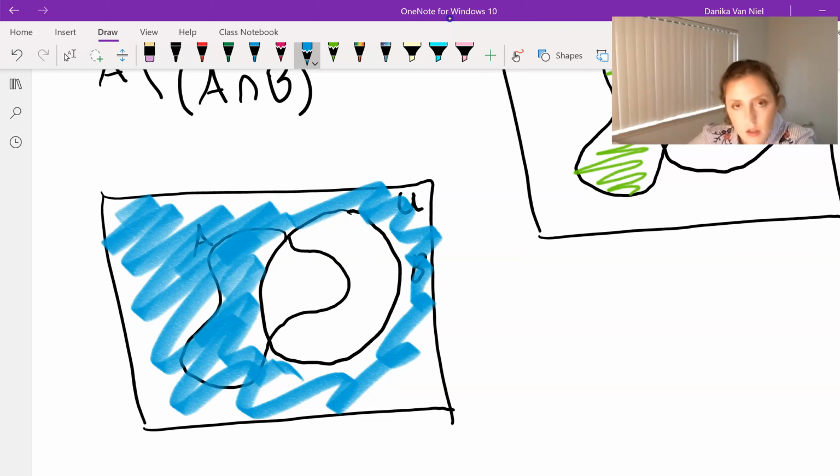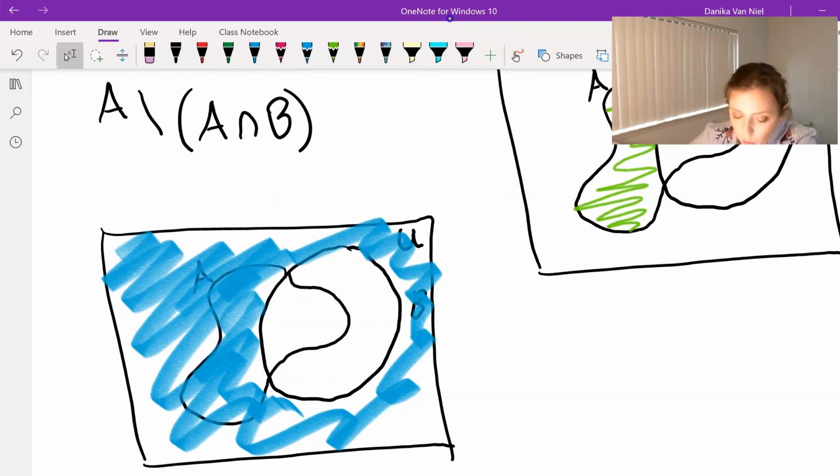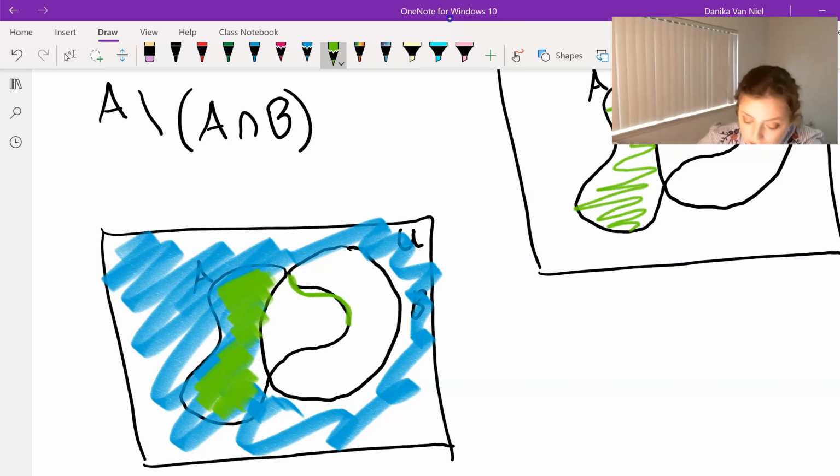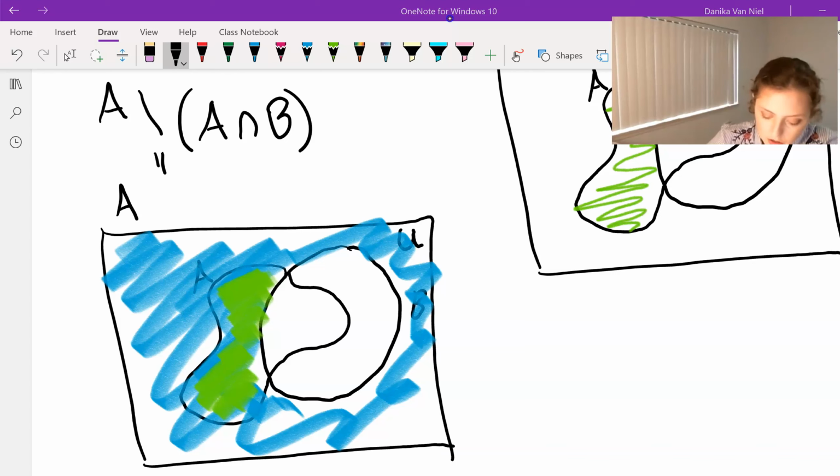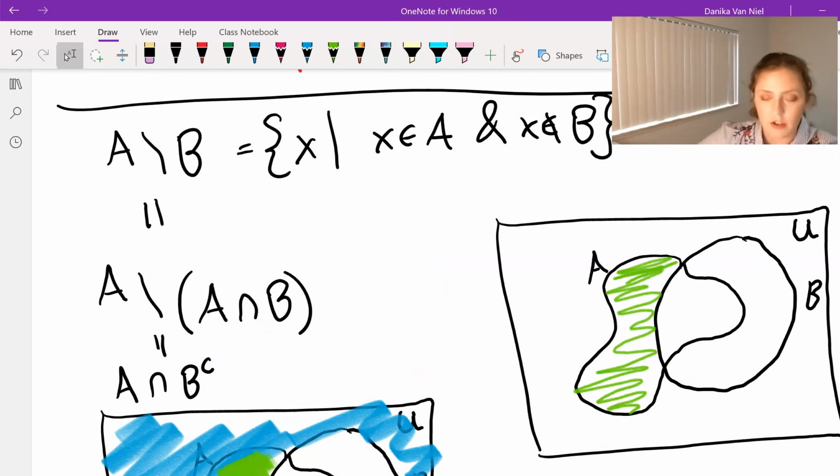Okay. So that gets us part of the way there. What do you think we can do with that to get green? Well, we can intersect it with A, because we're not going to get this part over here because blue already doesn't have that part. So it's not going to be in their intersection. So further, we get that this is equal to A intersected with B complement. Okay, so all three of these sets are equal.